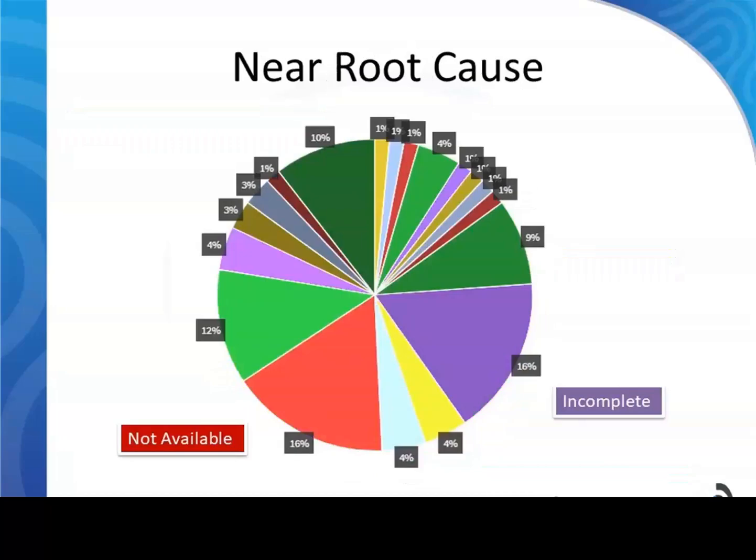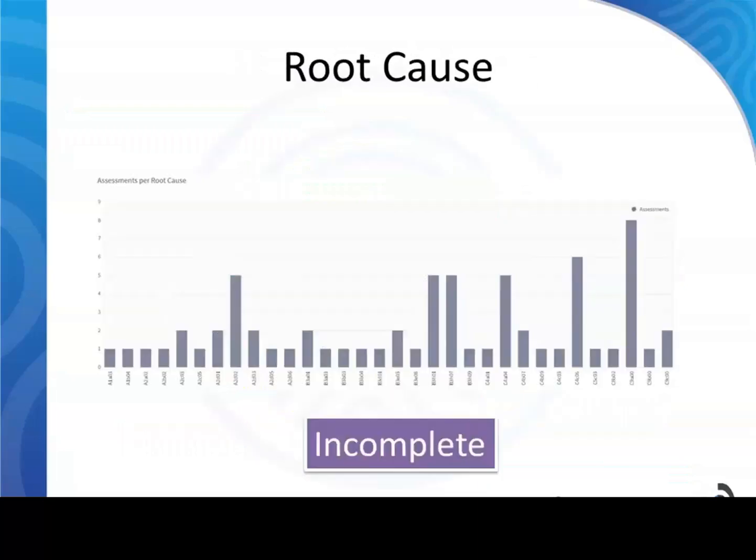And then I could also see exactly what about it, incomplete or not available. And this way you can make your corrections based on what makes sense. And in this case, I could say, well, I want to know what the root causes are, so I can see most of my root causes are related to procedures being incomplete.